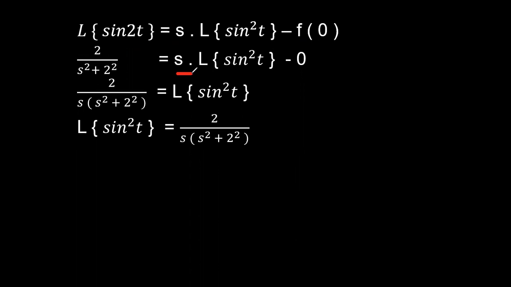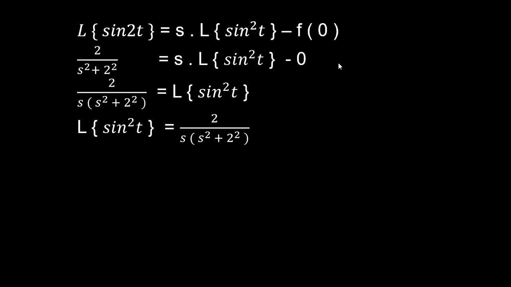So take this s value to the LHS side. What you will get? It is in multiplication. When it is shifted to the LHS side, it will be shifted into the denominator. So s into s square plus 4, or s square plus 2 square. So finally, we need to find out the Laplace transform of sin square t. That is, Laplace transform of sin square t is equal to 2 by s into s square plus 4, or s square plus 2 square. Okay.